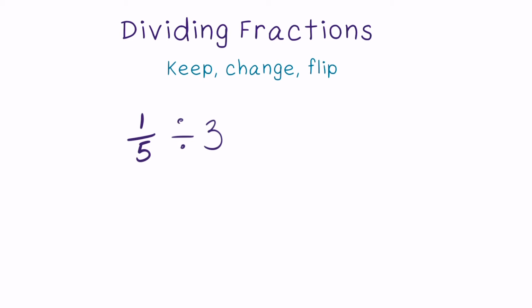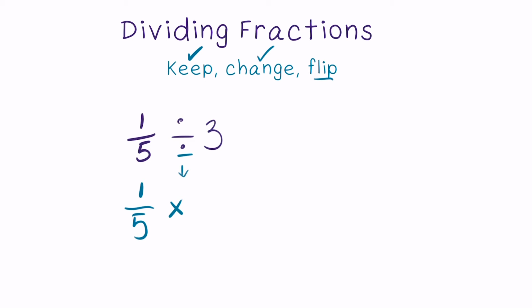Okay, let's get started rewriting this equation in a way that will make it easier for us to solve it. So we're going to start by keeping the first part of the equation. We're going to keep 1/5. Next, we're going to change the second part of the equation, or the operation. Since our equation is a division problem, we're going to switch that to the opposite operation of multiplication. Finally, we're going to flip the third part of the equation, which in this case is the whole number 3.